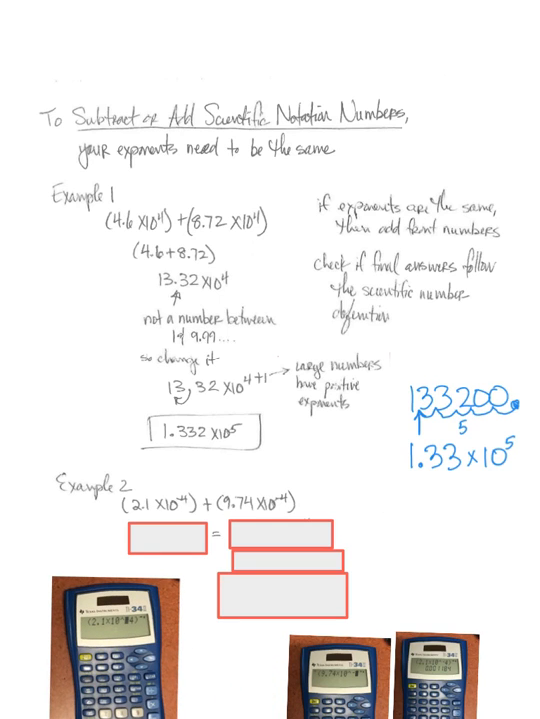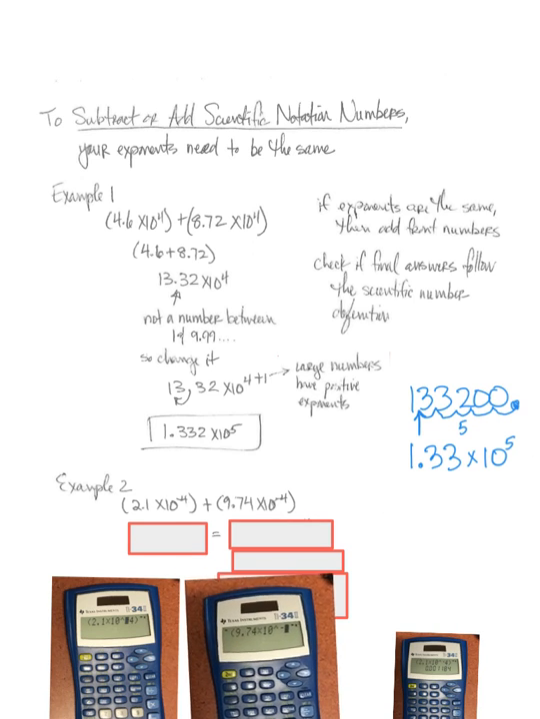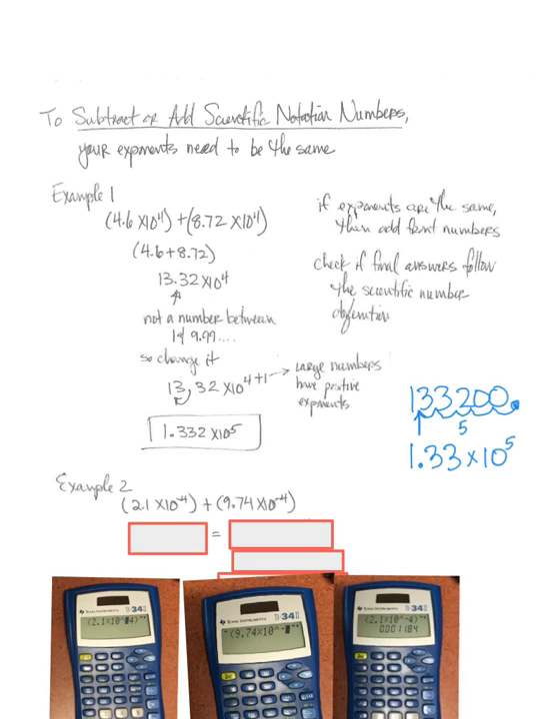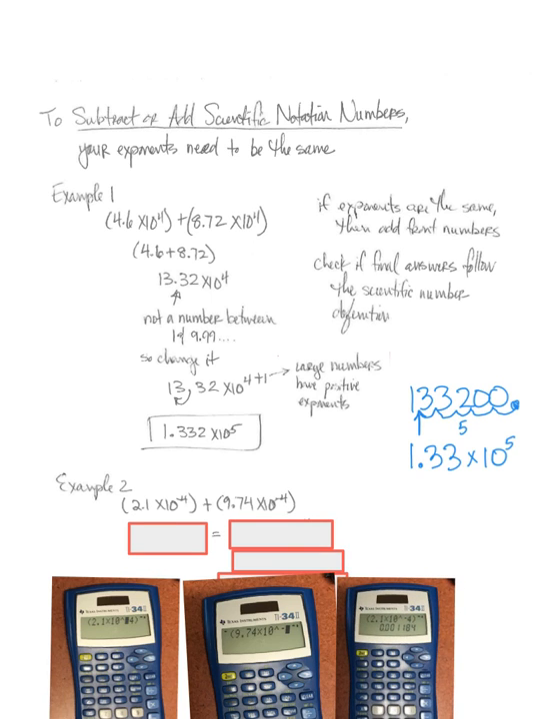So 2.1 times 10, this is a negative right there. It didn't show through. So you have to do negative 4. And then notice how it's in parentheses, right? And that's our first number. And we're going to say add. And then 9.74 times 10 to the negative 4. Sorry, it's just how my calculator runs. And then we pressed enter, and we got this.